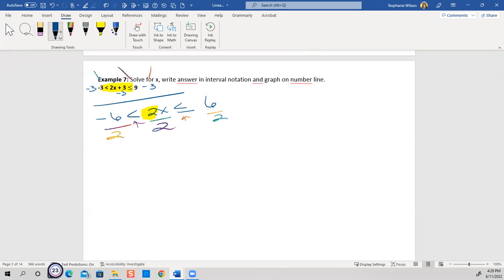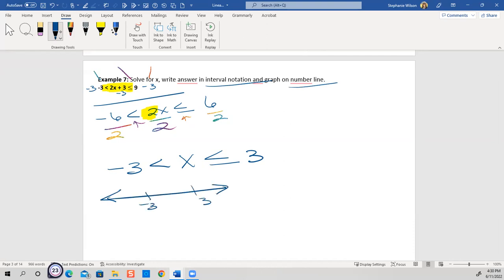Now I got 2 goes into -6. That's positive 2 into -6. -3 is less than x, less than or equal to 2 goes into 6, 3. Okay, so this is my inequality notation. We need to write it in interval and we need to graph it. Let's graph it first. So I got -3 here and I got 3 here.